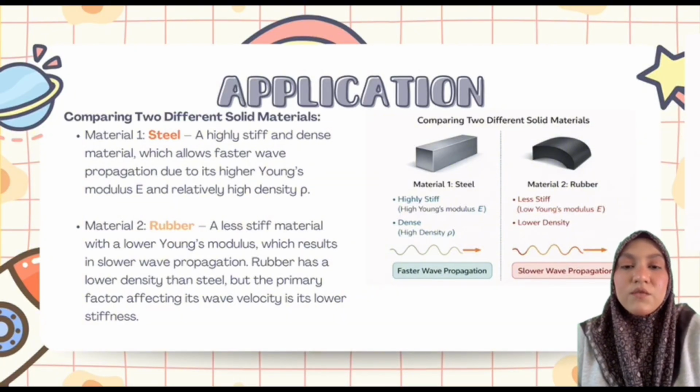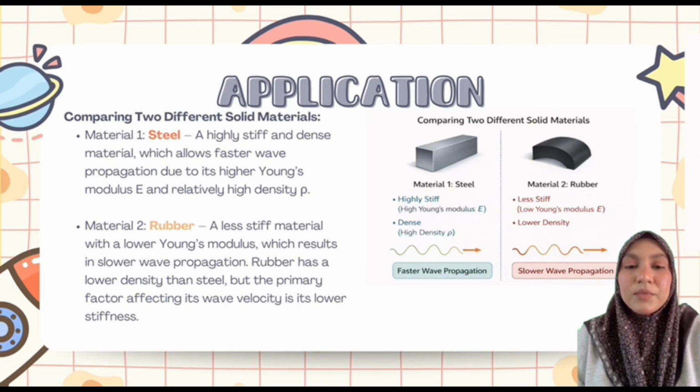Next, I will explain about the application based on the question. Now, let's dive into a comparison between two solid materials, steel and rubber. Both materials have distinct physical properties that significantly influence how waves propagate through them. We will compare their wave velocity and the key factors, particularly stiffness and density.